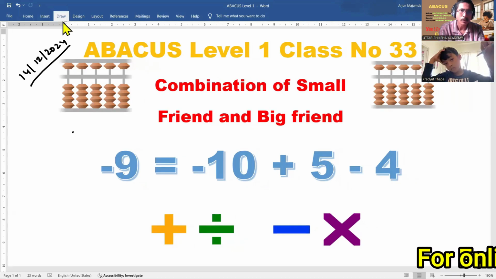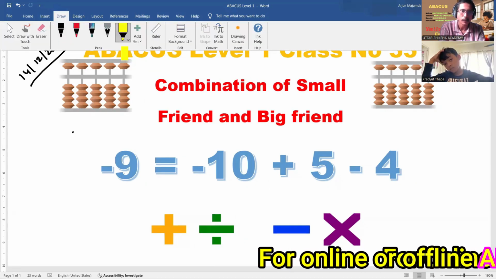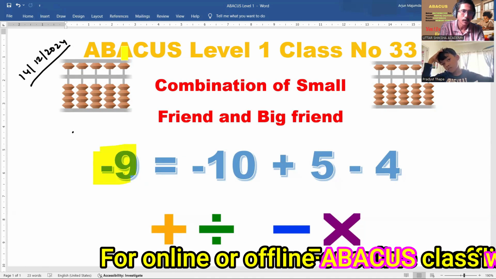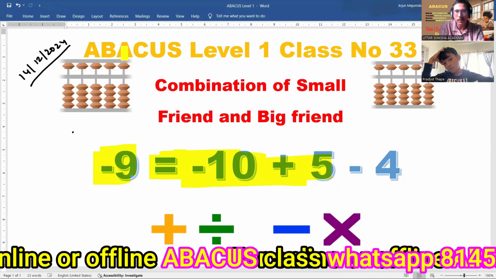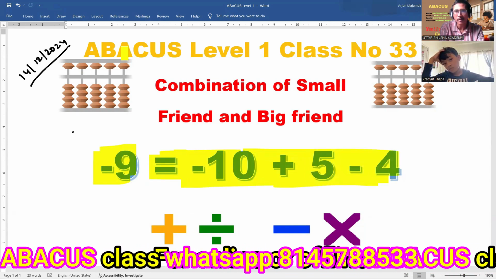We will learn how to do minus 9. So minus 9 is equal to minus 10 plus 5 minus 4. We will practice these questions today.